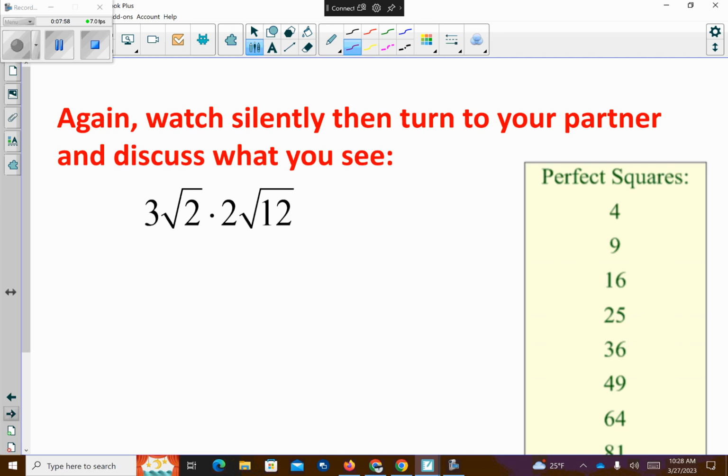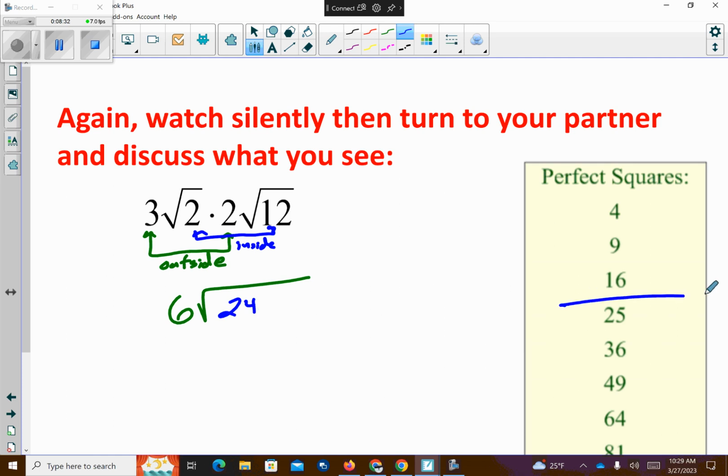What do you think? I have 3 square root 2 times 2 square root 12. Agree? So one method of going through and doing this is multiply the outsides together. So it gives me 6. And then I have a square root, and then multiply the insides together. 2 times 12 is 24. So all I'm worried about is the 24 right now.